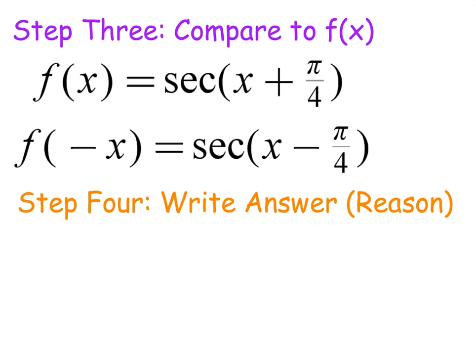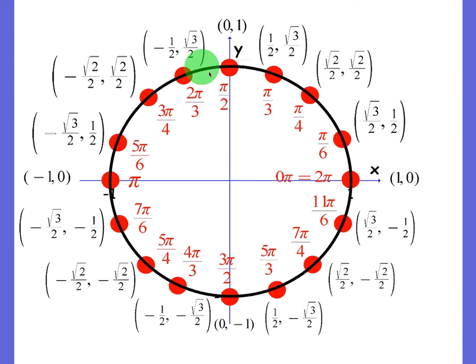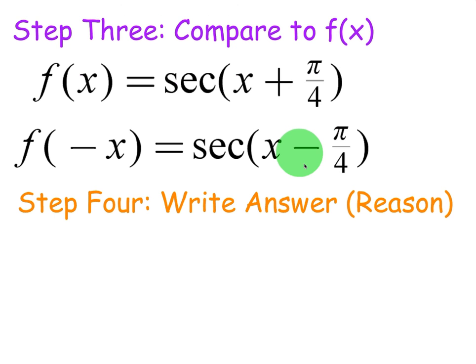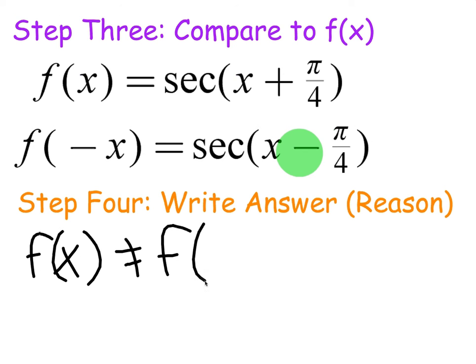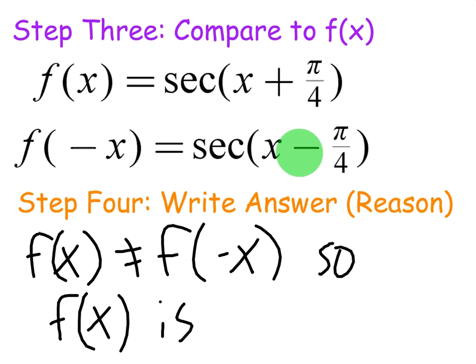Okay, so we've shown that f of x, which was originally secant of x plus pi over 4. We've just shown that f of negative x is equal to secant of x minus pi over 4. And we've gotten some clarification by looking at the unit circle and knowing that those aren't the same thing. So for our final example, we can say f of x does not equal f of negative x. So f of x is not even.